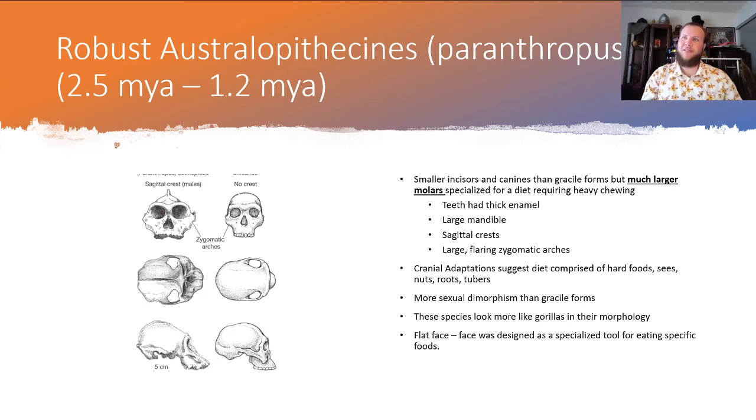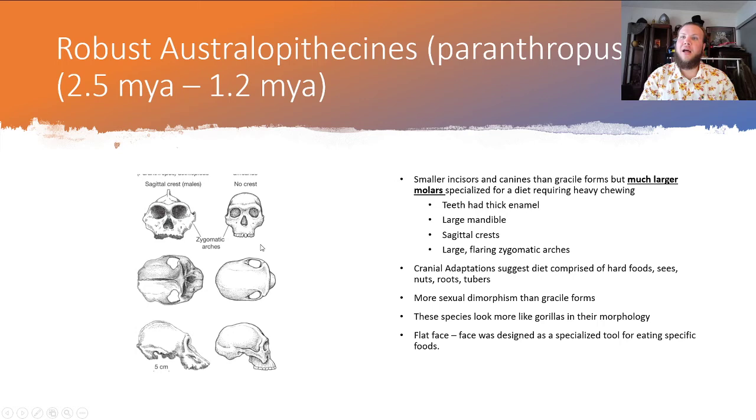Paranthropus. So if I use Paranthropus and Robustus Australopithecines, I'll use them interchangeably, okay. So Paranthropus has smaller incisors and canines than graciles, but have much larger molars, showing that they had a specialized diet for heavy chewing, okay. So they have thick enamel in their teeth, a large mandible, sagittal crest, and much larger, flaring zygomatic arches shown here, right? So we see that sagittal crest, and we see those giant zygomatics with those big chompers.